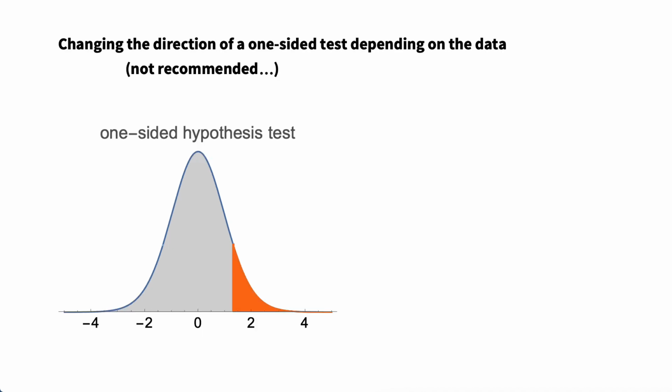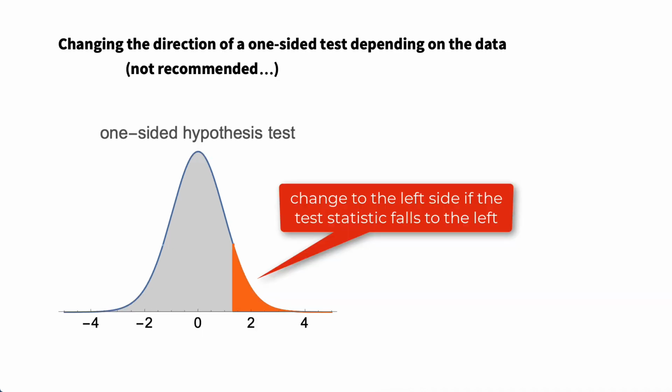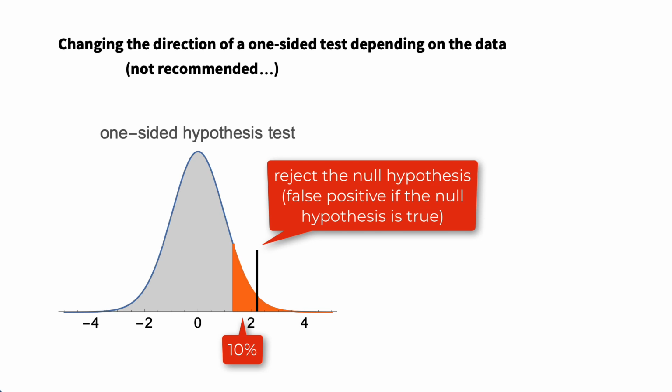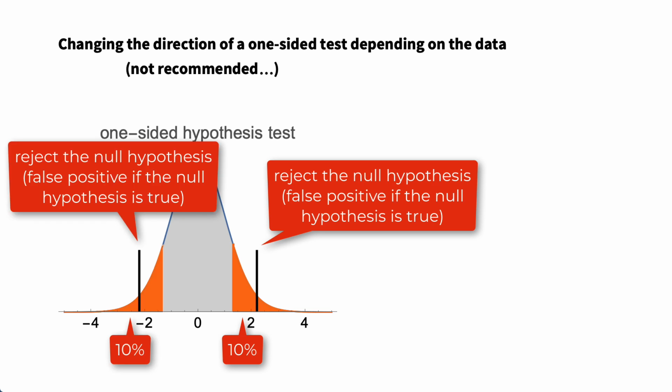To understand why, consider a strategy that does include changing the direction of a one-sided hypothesis test depending on whether the test statistic falls near the right tail or near the left tail of the sampling distribution. With this strategy, if the level of significance for rejecting the null hypothesis is 10% and the null hypothesis is true, then there is a 10% chance of the test statistic falling in the tail on the right, and so there's a 10% chance of a false positive in that direction. There is also, however, a 10% chance of the test statistic falling in the tail on the left, and if that causes the one-sided hypothesis test to be done using the tail on the left, then there is similarly a 10% chance of a false positive on the left.